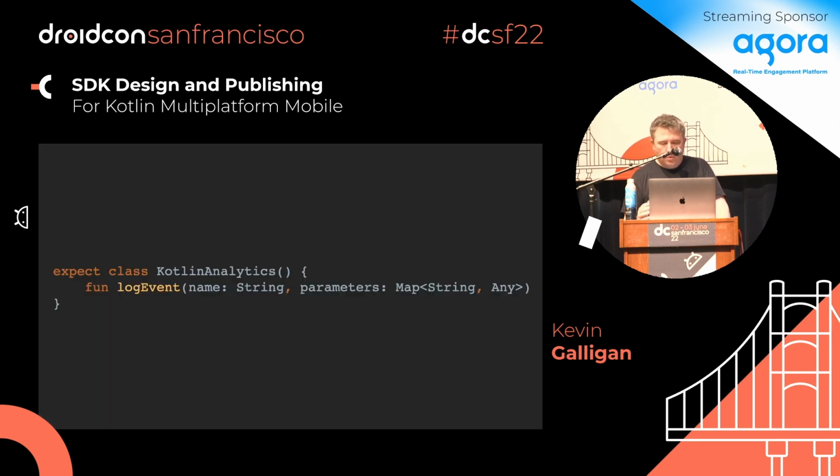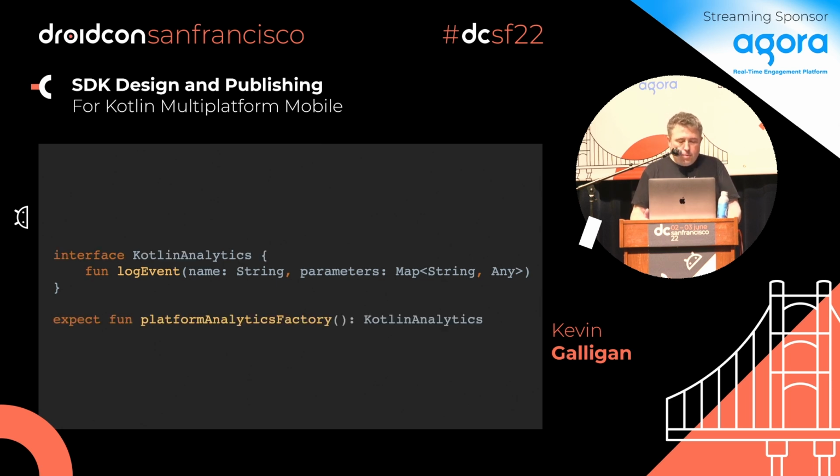So going back to the analytics, if we did expect class this, you can only have one implementation per platform, and you can't swap out your tested implementation. So it's very inflexible. If you do this, we do this a lot, where we'll have an interface and then an expect factory function. So this gets you what you need without the inflexibility of the other structure, right?